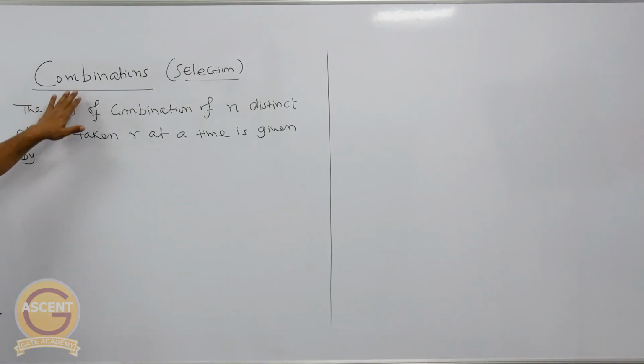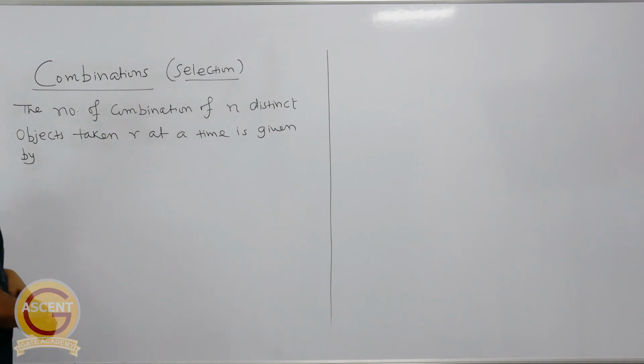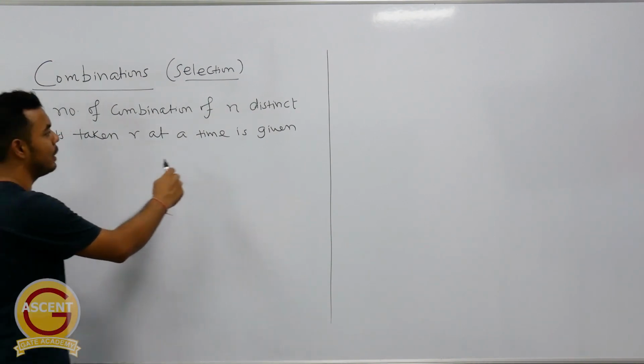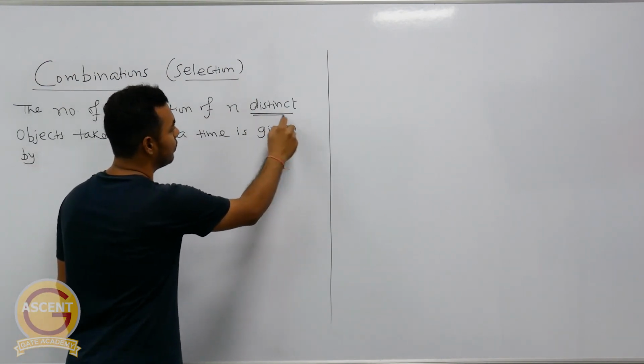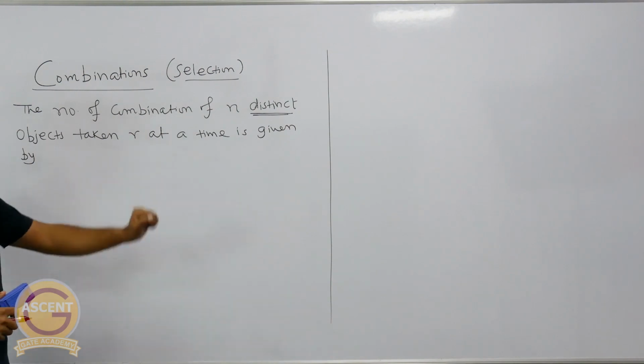Okay, so our next topic is combination. The meaning of this word combination is selection. So here our first formula will be the number of combinations of n distinct objects. Now this word distinct is very important. We can apply this formula only when all the objects are distinct.